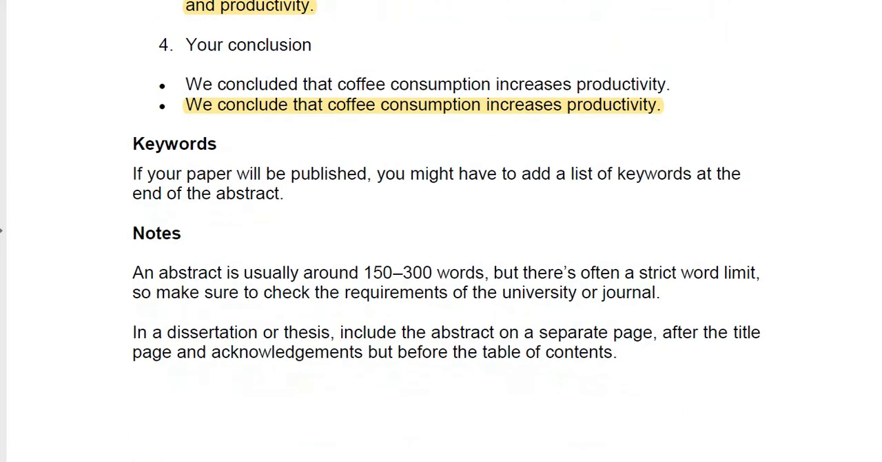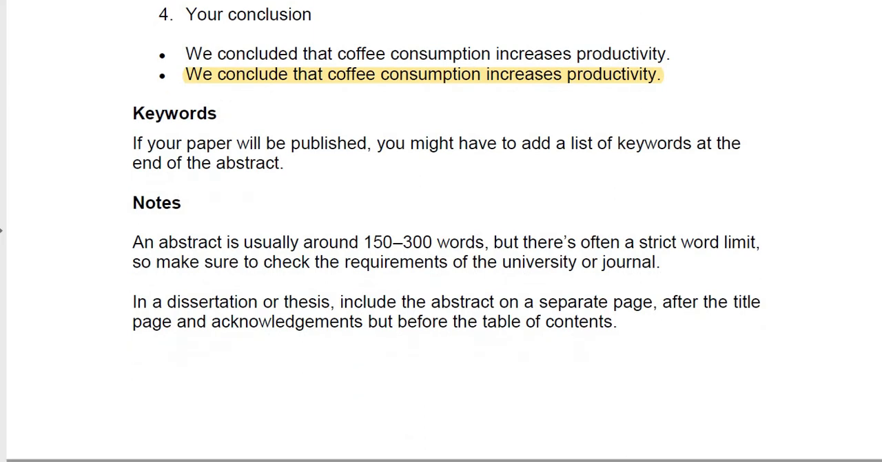Note some important things that you should take into account when you are going to write an abstract. An abstract is usually between 150 and 300 words, but it's often a strict word limit. So make sure to check the requirements of the university or journal. In this case, we have to know about our university. All right.